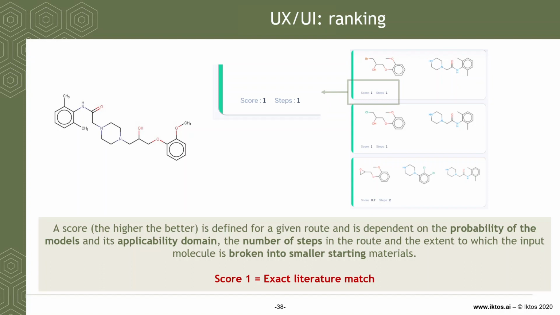And also something which is very important is that this score takes into account the fact that the commercially available starting materials are smaller pieces than the input molecule. So we would prefer a route which breaks, for instance, ranolazine into small pieces compared to a route which ends up with a commercially available protected ranolazine, for instance. And to put in first position the exact literature match, we have imposed a score of 1 if the algorithm is able to retrieve a route it has been trained on.